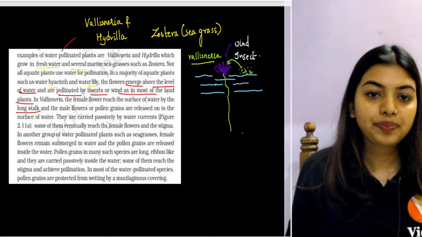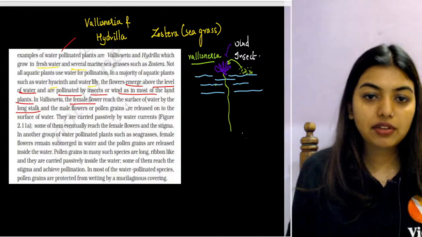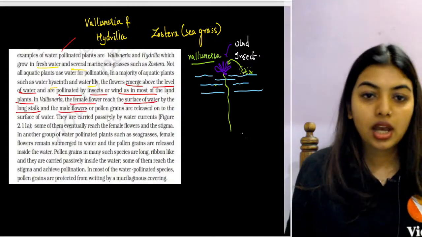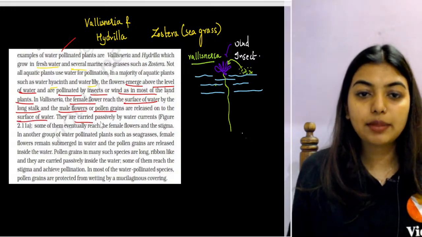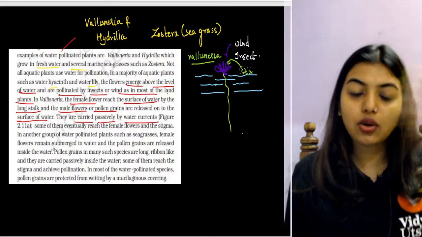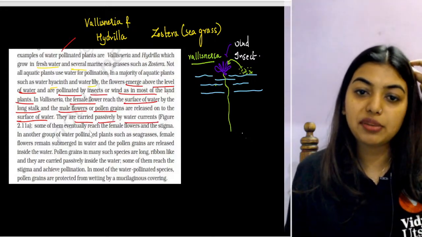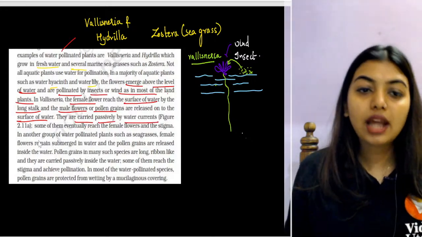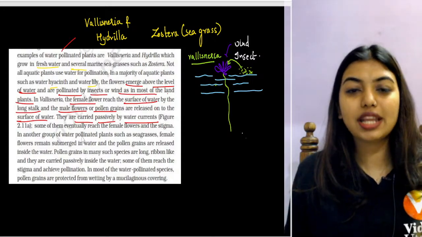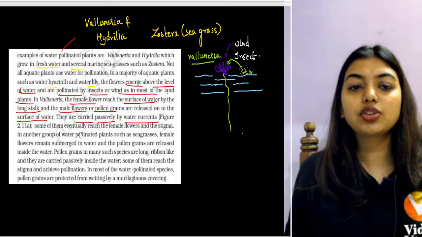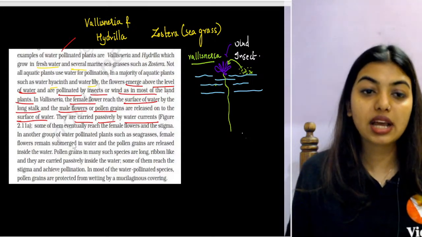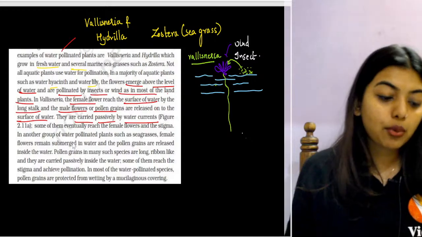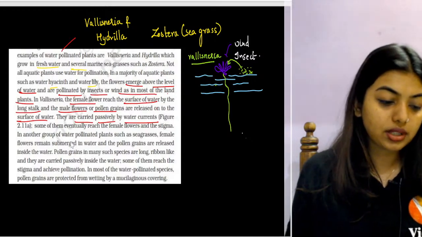Now look here. The female flower reaches the surface of water by a long stalk, and the male flowers or pollen grains are released on the surface of the water. They are carried passively by water currents. Some of them eventually reach the female flower and the stigma. In another group of water pollinated plants like seagrass or Zostera, what is going to happen? Female flowers remain submerged in water and the pollen grains are released inside the water. Is this clear?